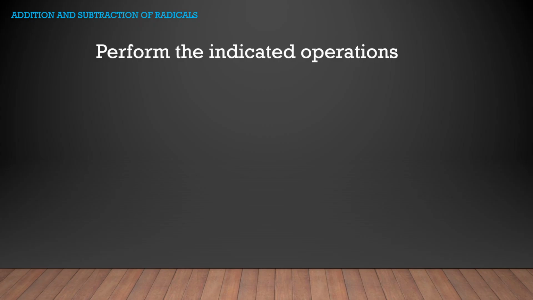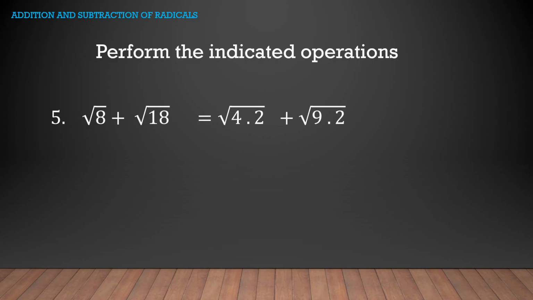Okay, let's have number 5. We have square root of 8 plus square root of 18. So the factors of square root of 8 is 4 times 2, and then the factors of square root of 18 is 9 times 2.